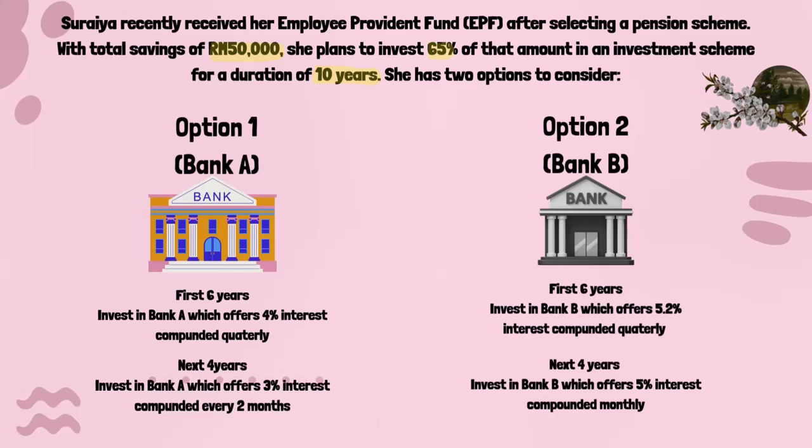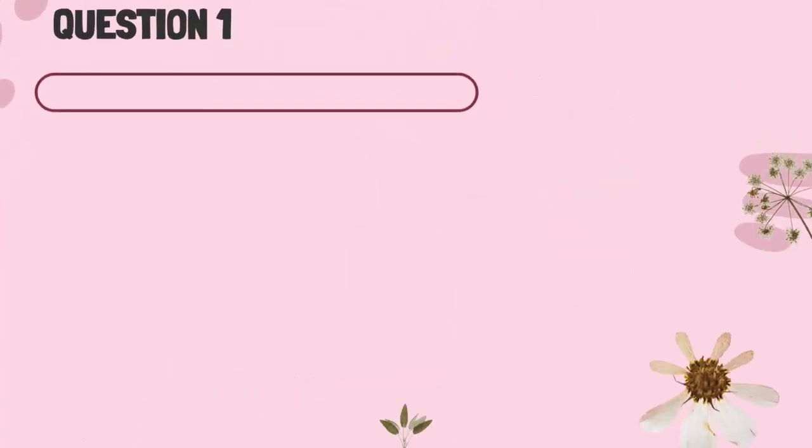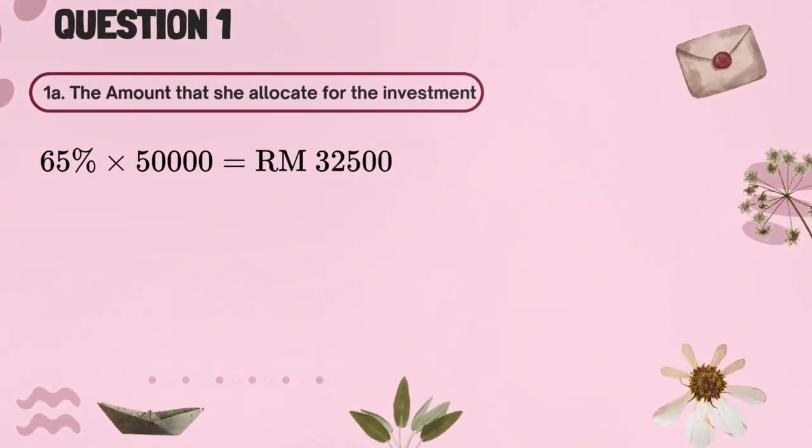She has 2 options to consider. Option 1 in Bank A, Option 2 in Bank B. You can pause the video if you want to look at the specific requirements. Let's dive into question 1. Question 1 requested the amount that she allocate for the investment. And the answer has been given, which is 65% times 50,000 ringgit equals to 32,500 ringgit.